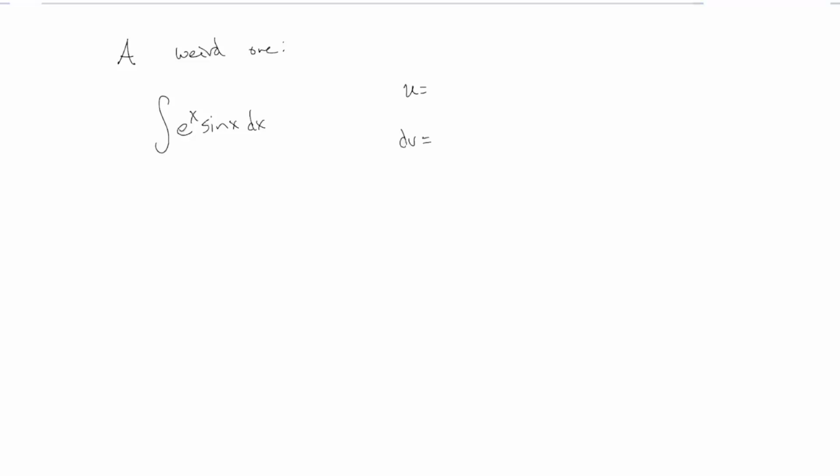Sine x becomes cosine, which is not exactly the same, but more or less the same as far as I'm concerned. In this problem, it doesn't really matter which way you choose. It's going to work out the same way either way. But I'm going to pick u equals sine x just because that's how I did it on my paper. e to the x dx then will be the dv.